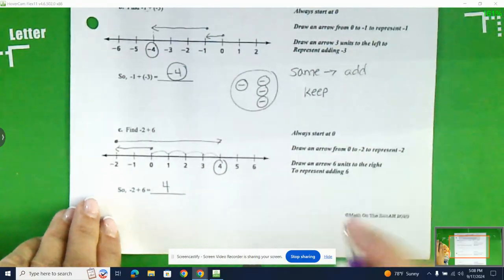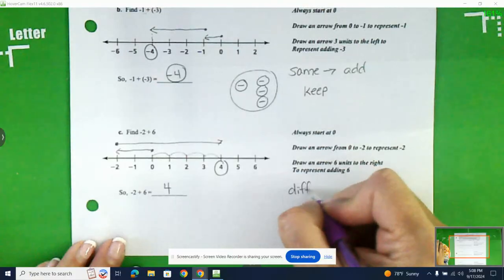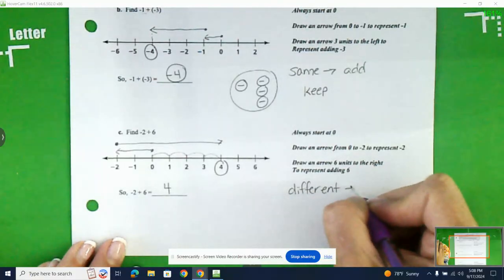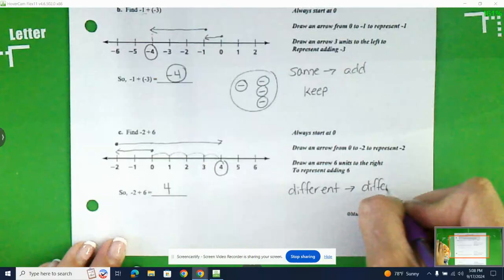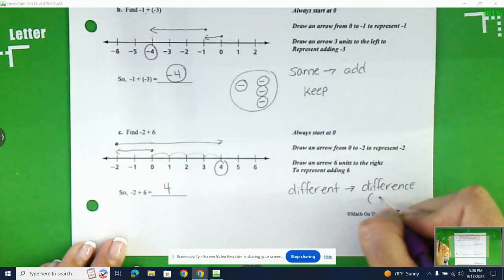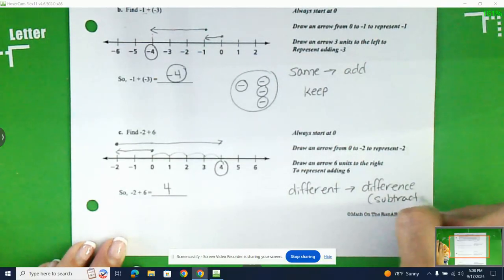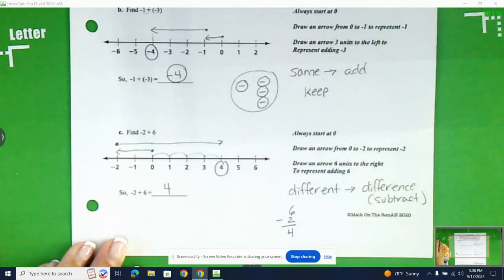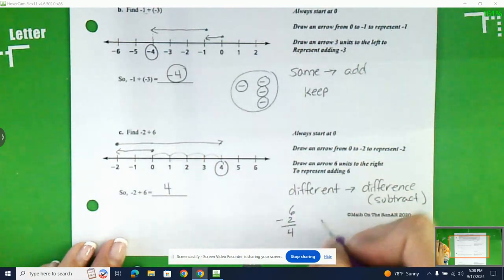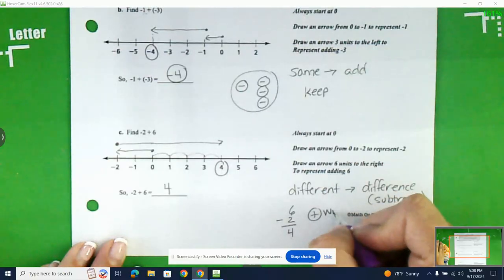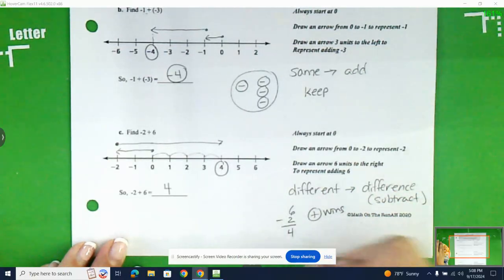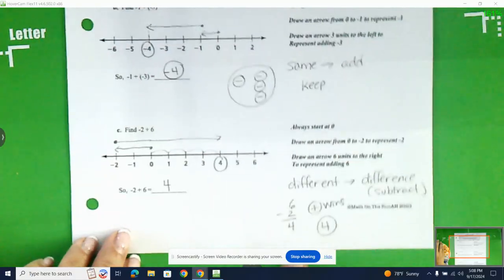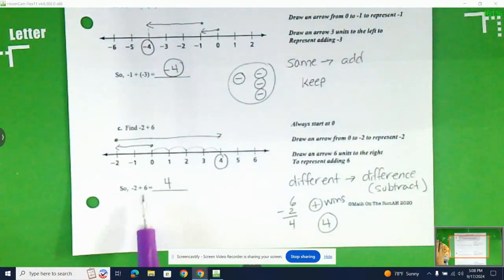To review, when we have different signs, we take their difference. And difference is just another word for subtract. So if we did 6 minus 2, okay, that's 4, and we have more positives. So our answer, okay, positives wins. Our answer is positive, and that's why it's positive 4. When you take their difference, the sign with the larger absolute value is the sign of your answer.